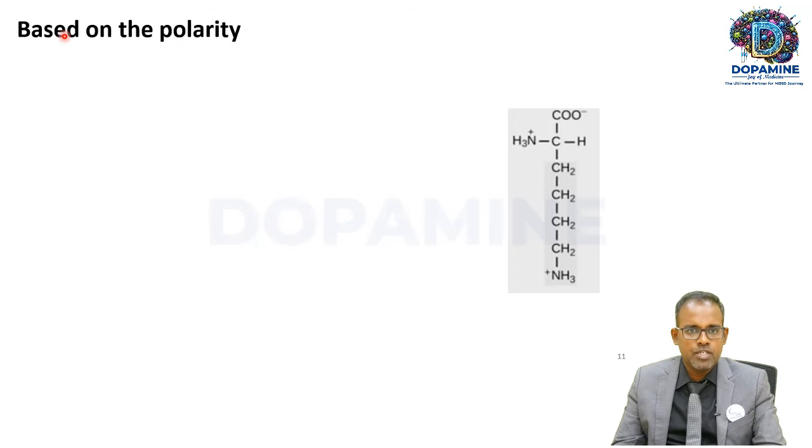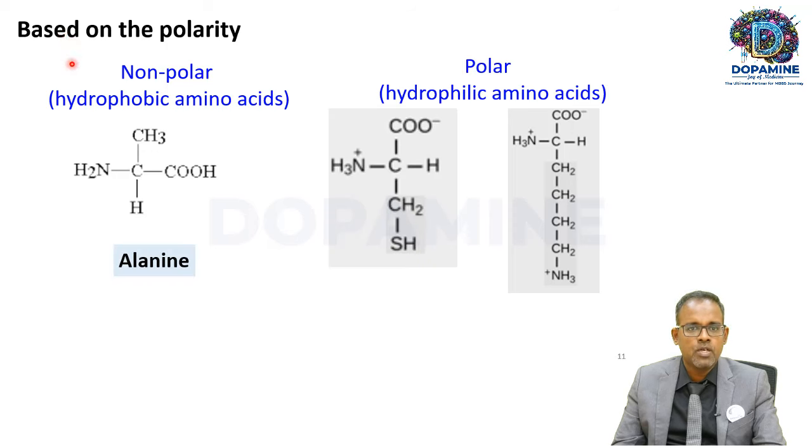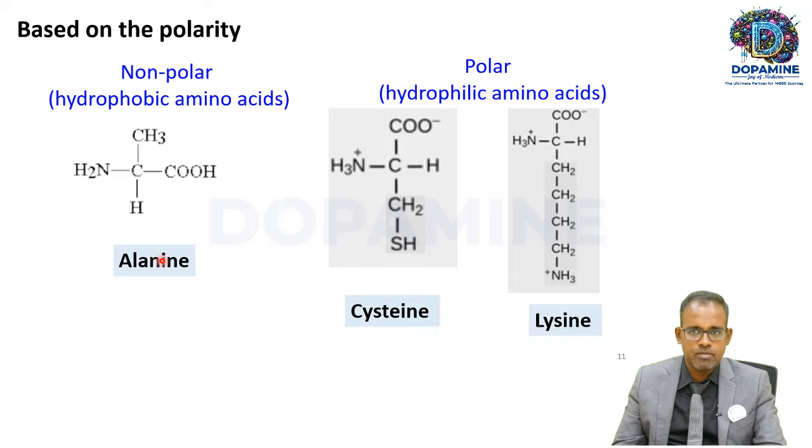Then based on the polarity, it can be either non-polar or polar. So non-polar, the best example is alanine. And the polar, it can be either cysteine or lysine. Non-polar are hydrophobic in nature, polar are hydrophilic in nature. This is how they are classified based upon the polarity.